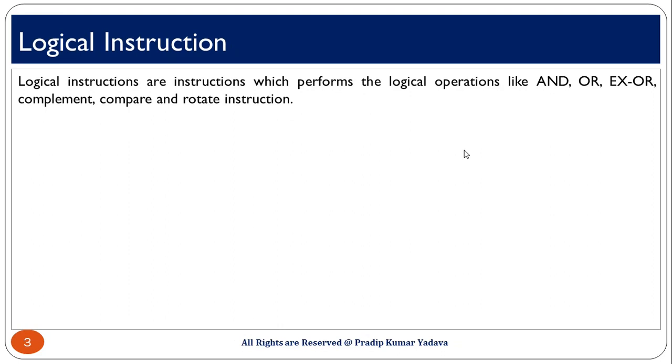So, here firstly, the definition of logical instruction. Logical instructions are instructions which perform the logical operations like AND operation, OR operation, XOR operation, complement, compare and rotate instruction. Basically, this type of instruction comes under logical instruction in 8085 microprocessor.